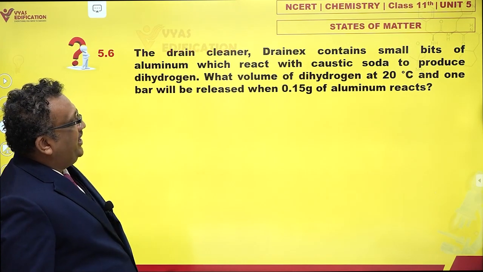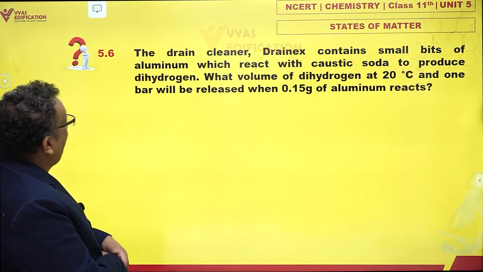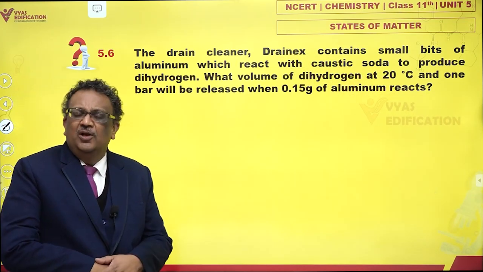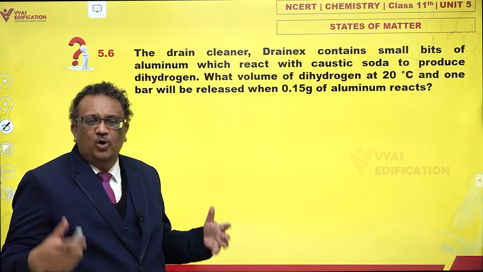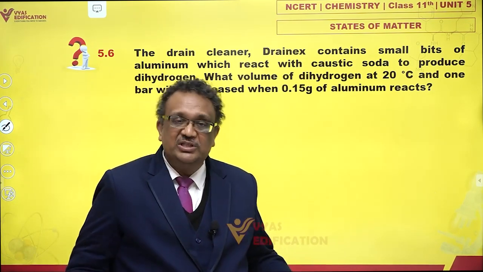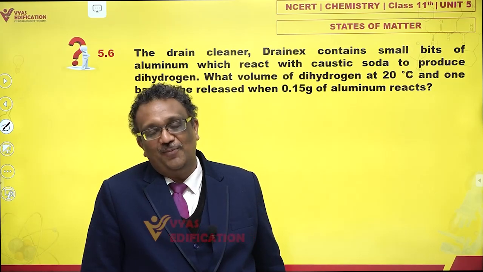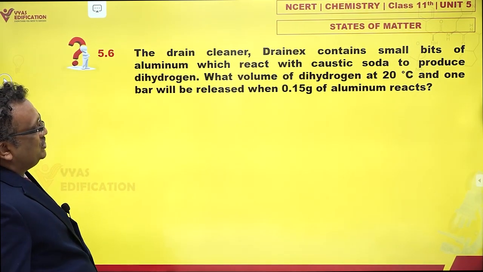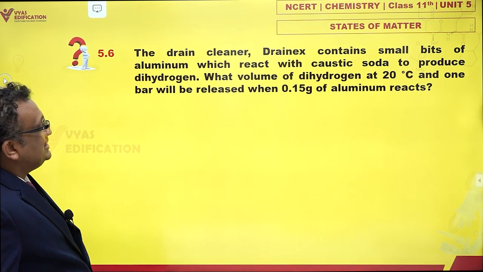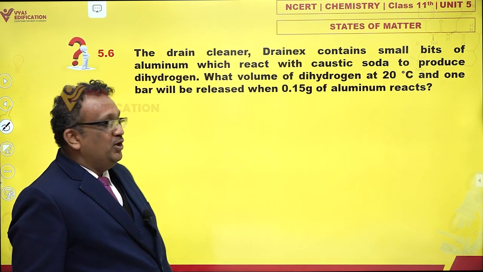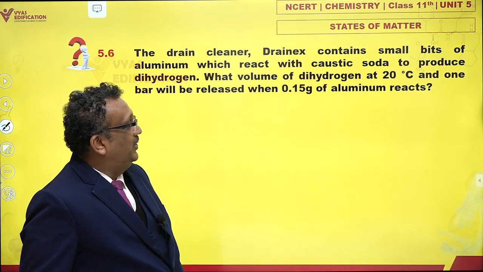The drain cleaner Drainex contains small bits of aluminium which react with caustic soda to produce dihydrogen. Now they're talking about Drainex, caustic soda, hydrogen, aluminium. All that may look scary, but actually this has nothing to do with our problem. Let's read ahead. What volume of dihydrogen at 20 degrees Celsius and 1 bar will be released when 0.15 grams of aluminium reacts? Oh my God.